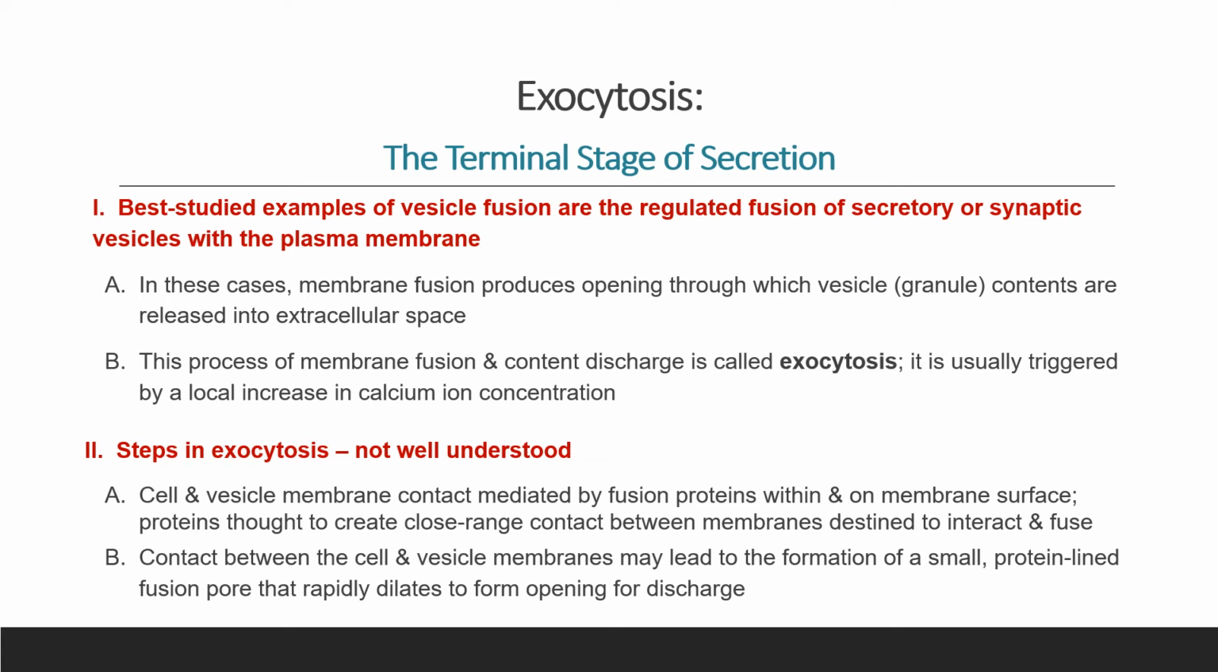Okay? So, the steps in exocytosis are actually not well understood, but cell and vesicle membrane contact is mediated by fusion proteins within and on the membrane surface, proteins thought to create close-range contact between membranes destined to interact and fuse. Contact between the cell and the vesicle membranes may lead to the formation of a small protein-lined fusion pore that rapidly dilates to form an opening for discharge.